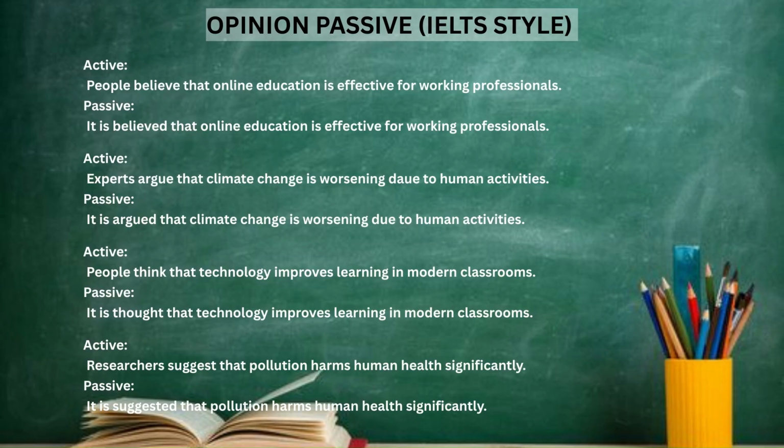Now we show example number 2. Active voice, experts argue that climate change is worsening due to human activities. Passive voice, it is argued that climate change is worsening due to human activities.